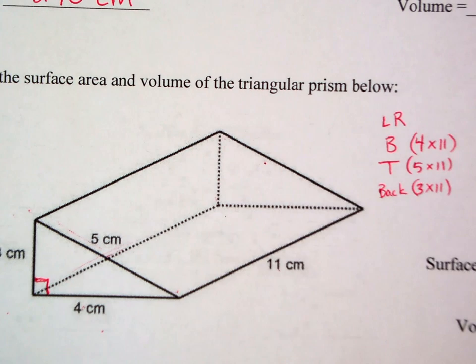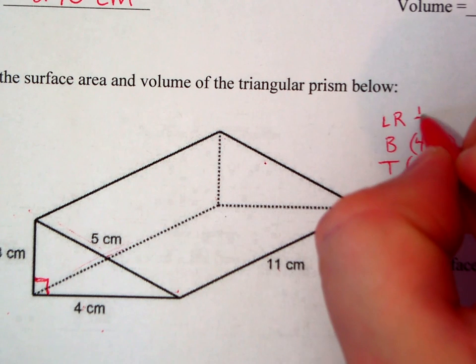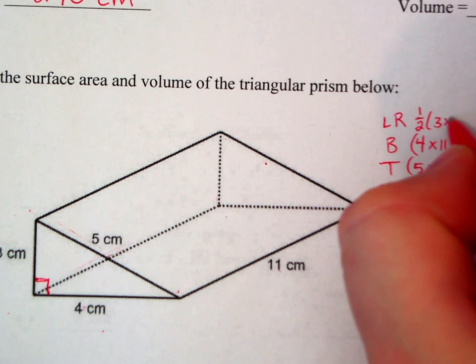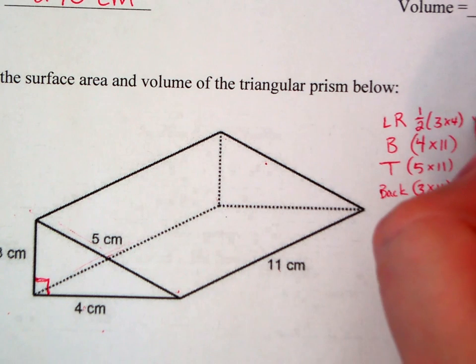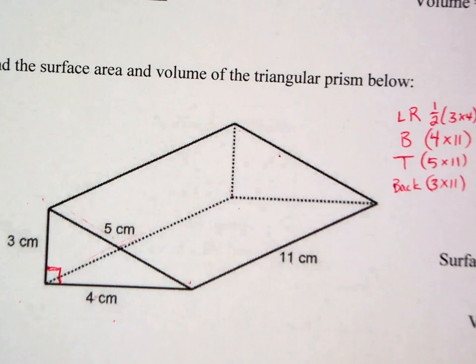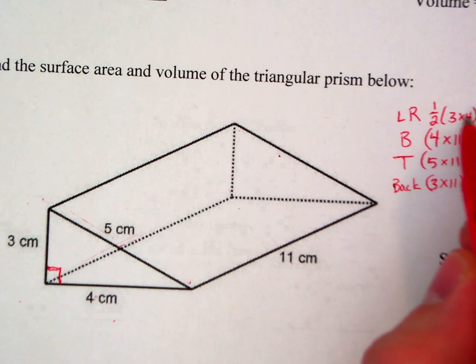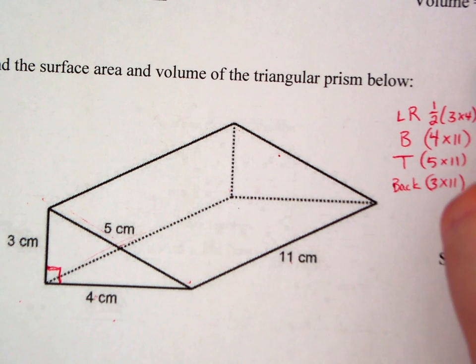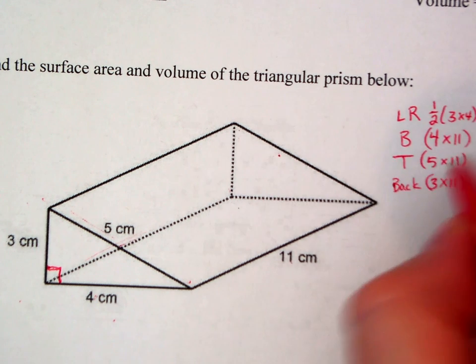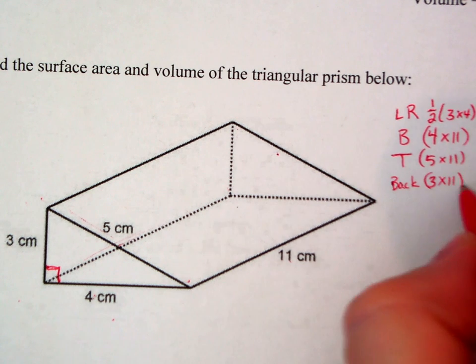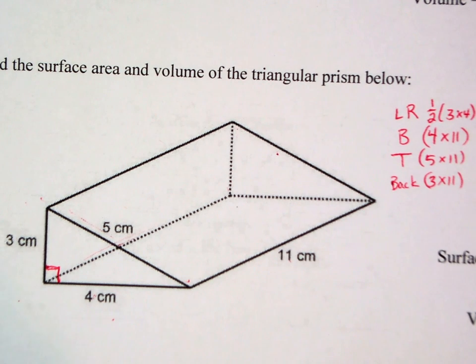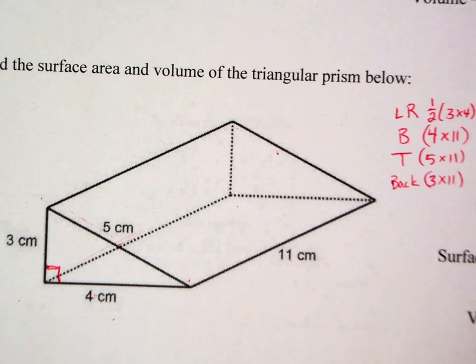So now I need the bases, which were my triangular shapes. 1/2 times 3 times 4, and I have 2 of those, so times 2. And so now I simply need to multiply these out. 1/2 times 3 times 4 times 2 is going to equal 12. 4 times 11, that's pretty easy, that's 44. 5 times 11, that's 55. 3 times 11, that's 33. And so I'm going to add 33 to 55 to 44 to 12 and determine that the surface area is 144 centimeters squared.